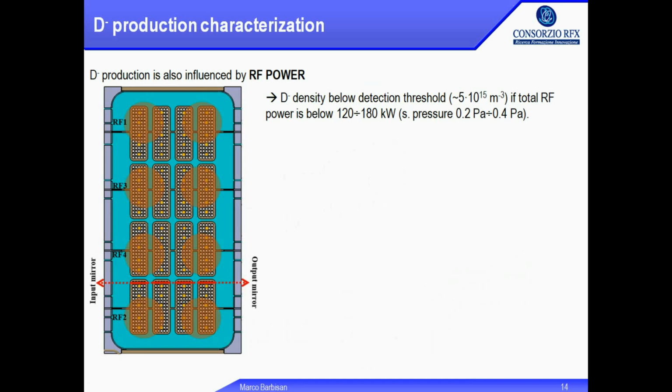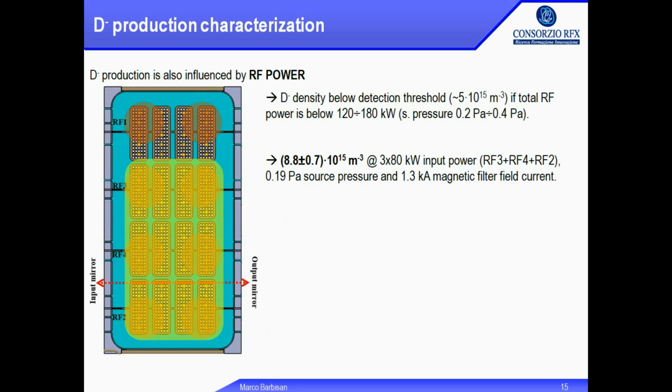We also saw that the D- production has a dependency, of course, on the input RF power which generates the plasma. Here, the first result is that at least 120 to 180 kilowatts are needed in order to have a detectable level of the D- density. Just to have an idea, in SPIDER a maximum of 800 kilowatts can be input.